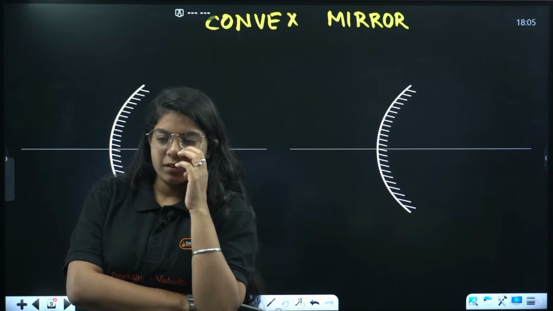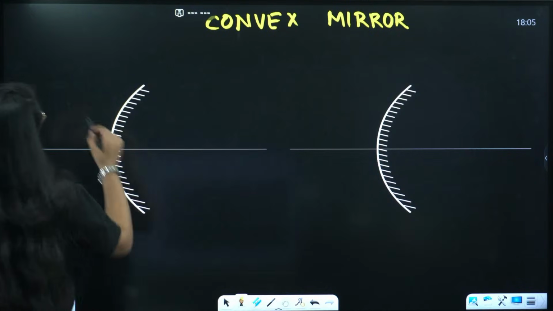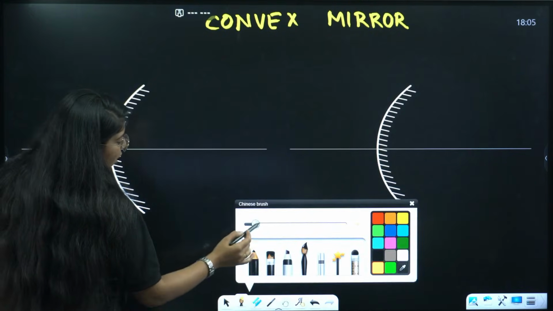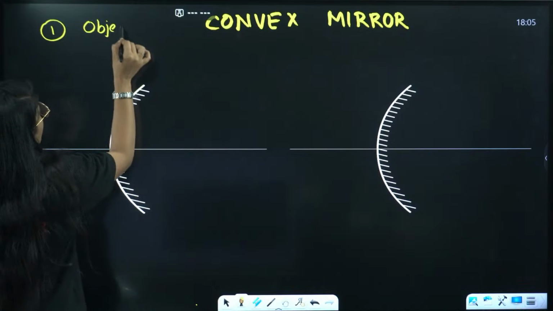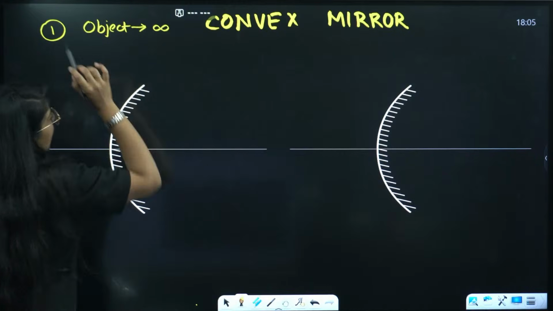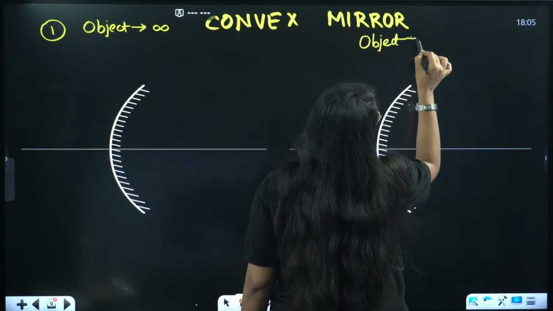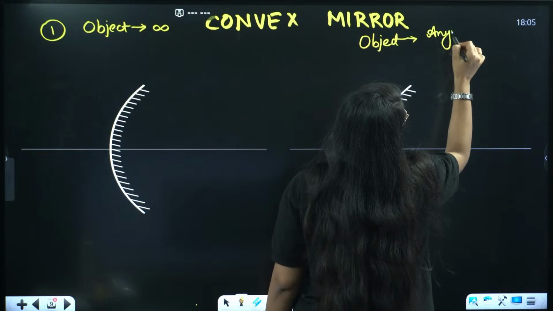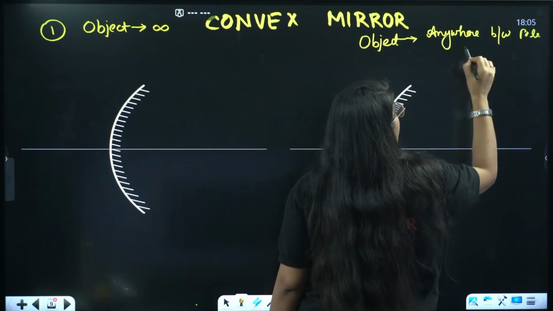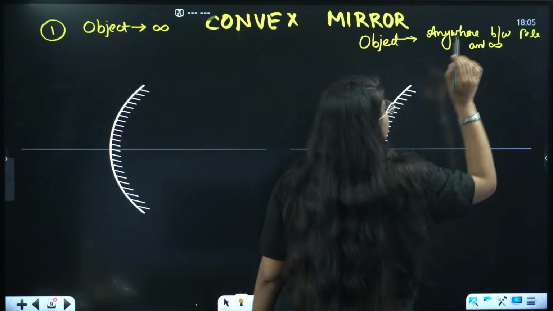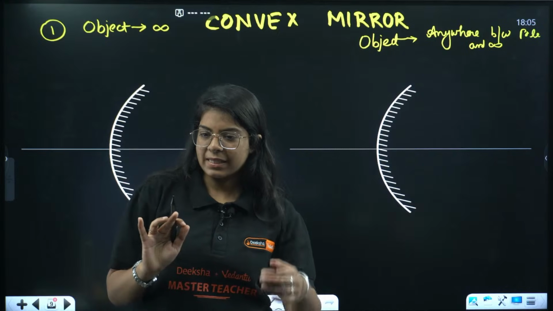हाँ जी शांत, हेलो, ठीक है, चलो let's see the first case. देखो, we only have 2 cases for convex mirror. First case is when the object is at infinity, and second case when the object is anywhere between pole and infinity from the mirror. Done. We only have these 2 cases for convex mirror.